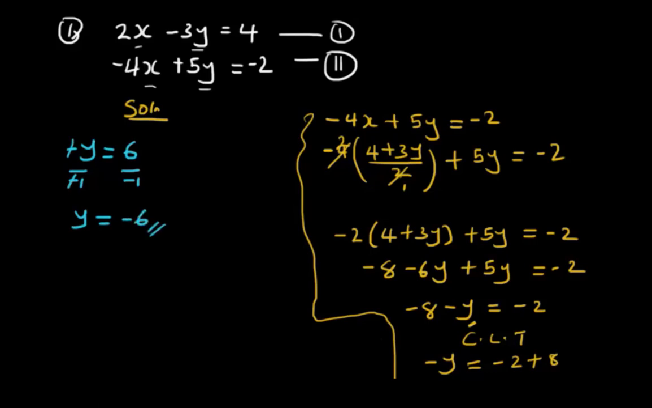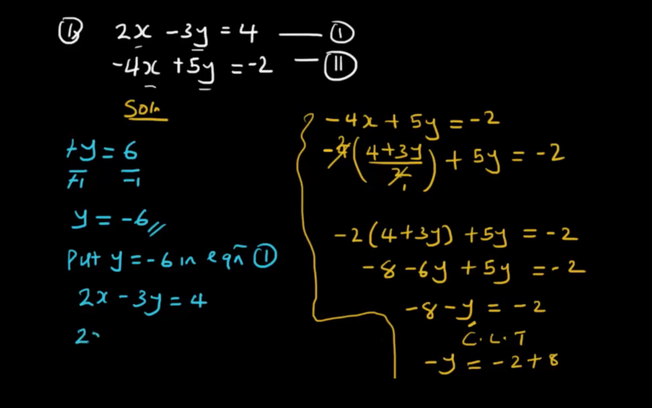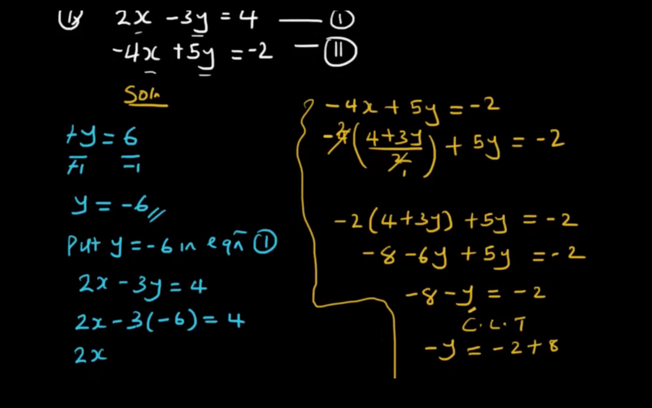Do you understand this? Now to find x, we put y equals minus 6 in equation 1 or 2. Put it in either. So I put it in equation 1. I'm having 2x minus 3y equals 4. Remember, I told you always write the equation first before you substitute. So I'll be having 2x minus, anywhere I see y, I call it minus 6. So 3 into bracket minus 6 equals 4. So I'll be having 2x minus 3 times minus 6 will give me plus 18. So I'll be having 2x plus 18 equals 4.